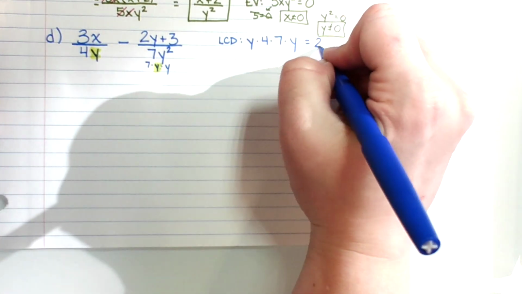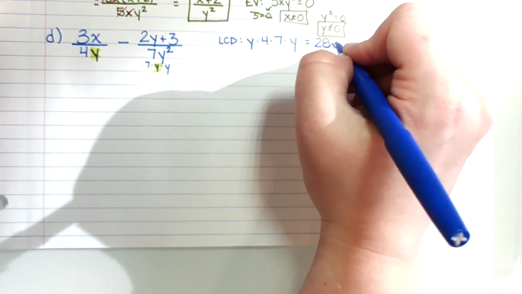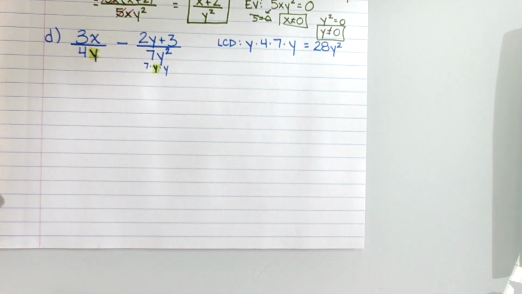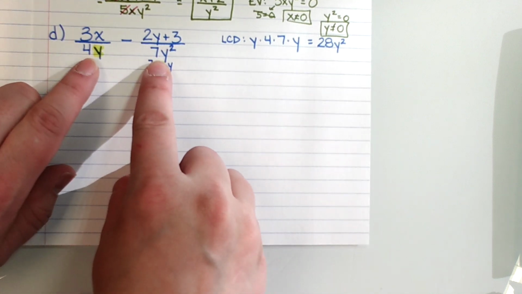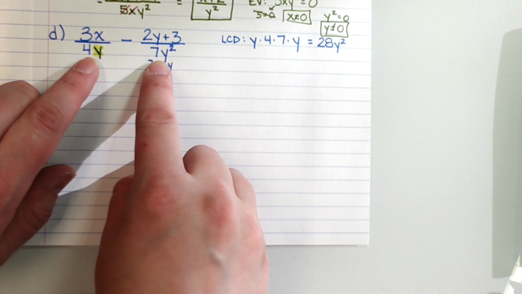Four and 7 is 28. Y and y is y squared. Now, many of you probably could have come up with 28y squared without me breaking it down like that, and that is okay. I break it down like that because as we get more and more complex, some people need that broken down. That's how their brain works. If you're able to look at those and say, okay, it's 28y squared, good for you. Great. I'm glad you could do it. Not everyone can.